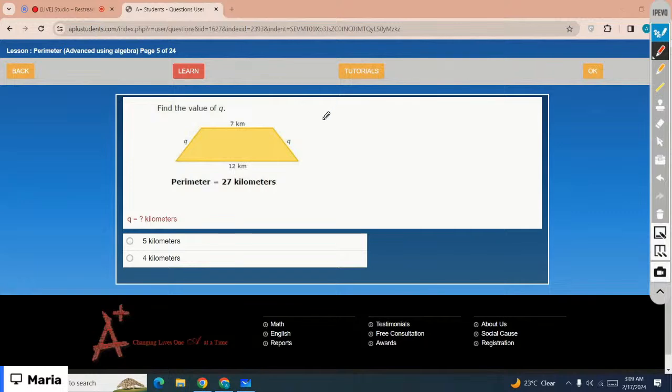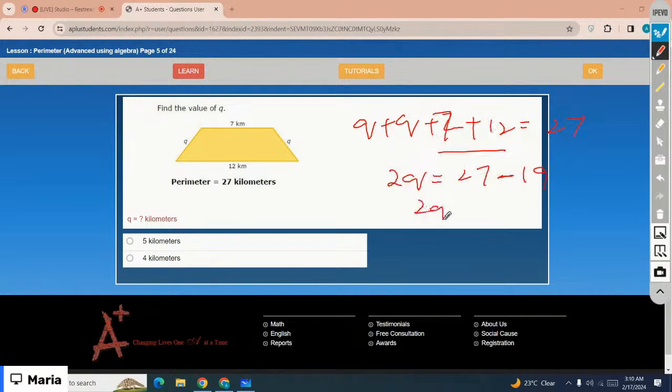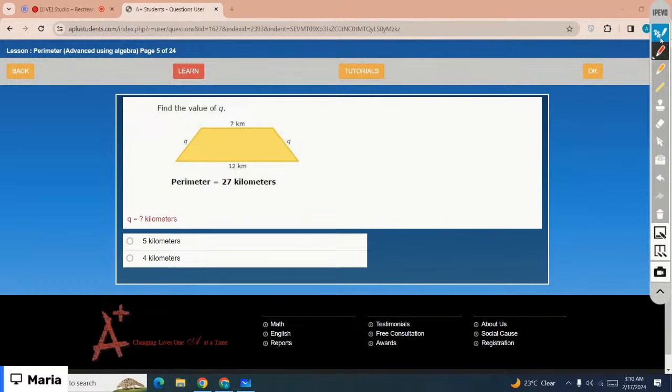So that would be q plus 7 plus 12, and that equals 27. So move the other sides over, leaving q. 2q equals 27 minus 19. So 2q equals 8, right? Divide both sides by 2. So q equals 4. The correct option is q equals 4 kilometers, right?